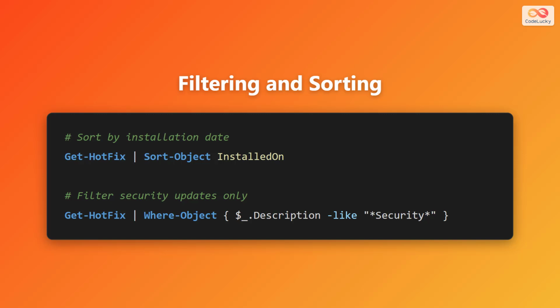You can combine Get-HotFix with other PowerShell cmdlets to filter and sort the results. To sort updates by installation date, pipe the output to Sort-Object and specify the InstalledOn property. This helps you see which updates are newest or oldest. You can also filter for specific types of updates using Where-Object. For example, to see only security updates, filter where the Description property contains the word security. These techniques allow you to analyze update data in meaningful ways and extract exactly the information you need.